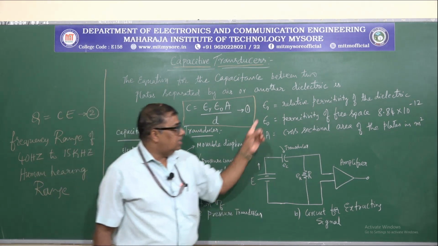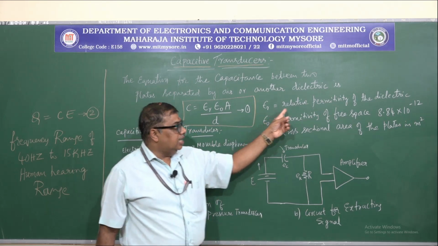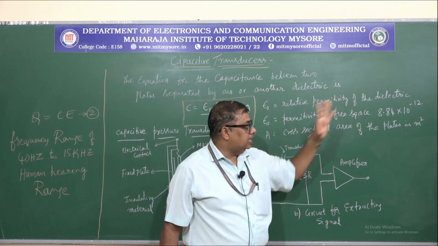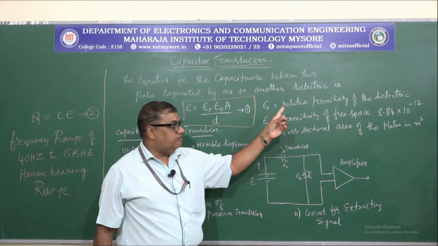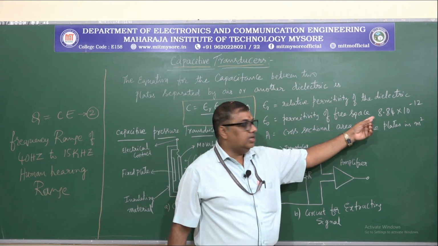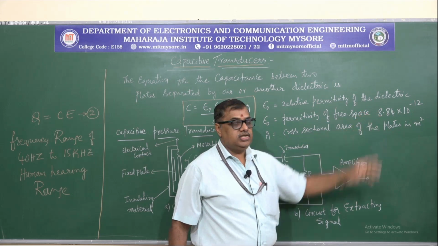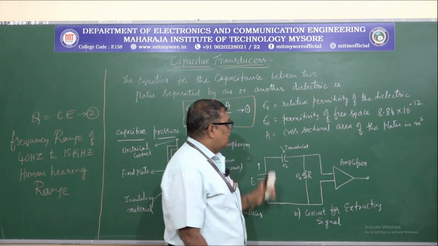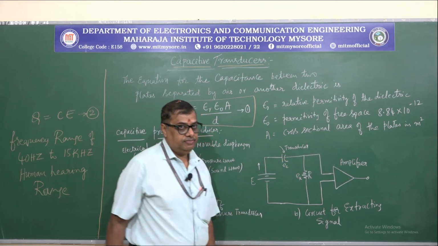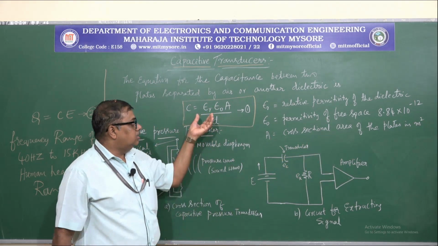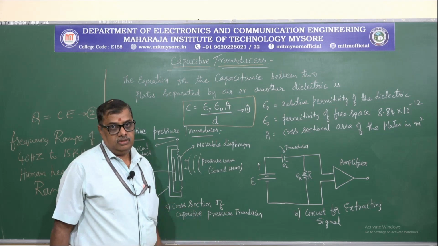Okay. So, here epsilon r represents the relative permittivity of the dielectric material, and epsilon naught is the permittivity of free space. It is equal to 8.84 into 10 to the power of minus 12 farad per meter, and A is the cross sectional area of the plates in meter square. So, this is the basic equation of a capacitor.